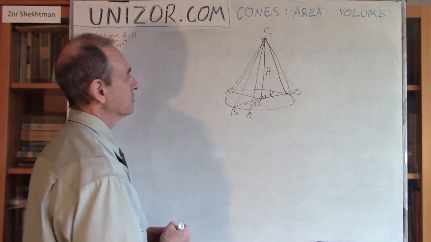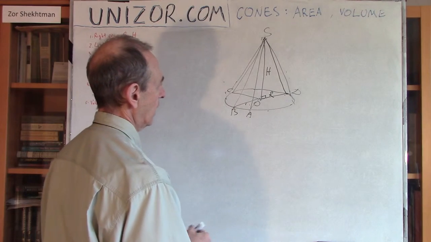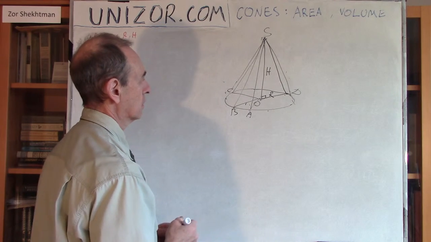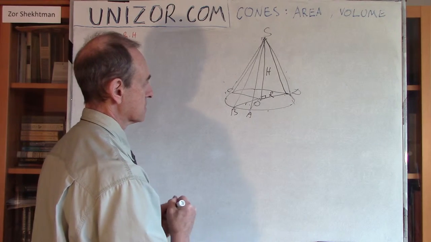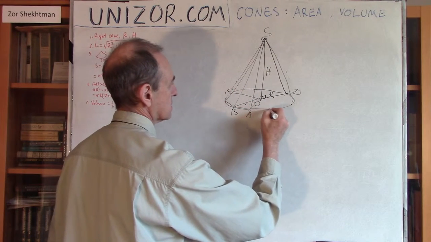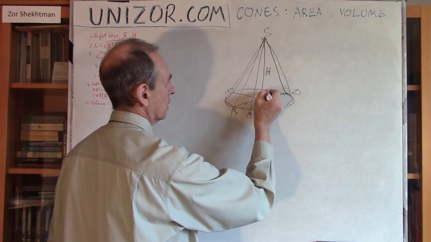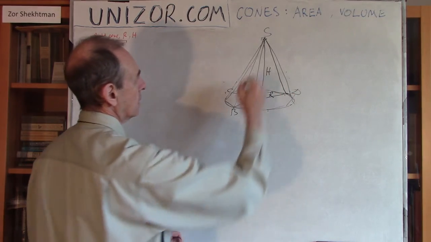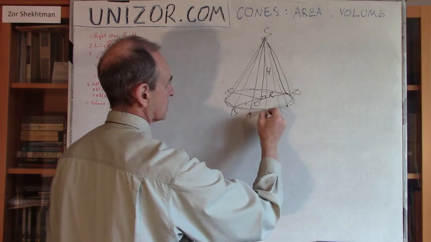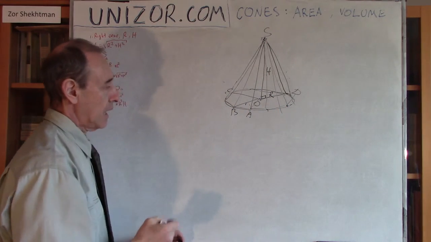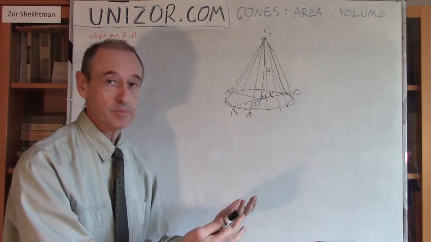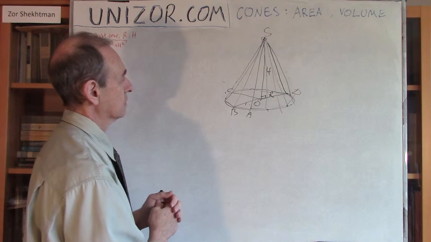Okay, so what we can do is, let's inscribe a regular polygon into this base circle. It would be something like this. Let's consider this to be a regular polygon inscribed. And I will connect every vertex of this polygon. Now, I will get a pyramid, right? Now, the pyramid would be inscribed into a cone, obviously, you understand.